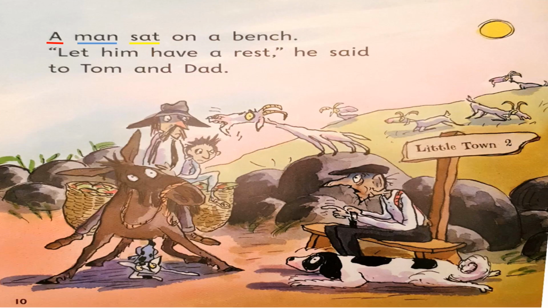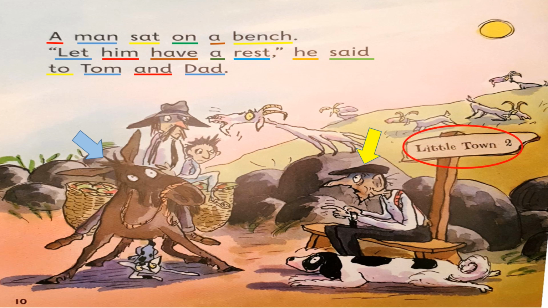A man sat on a bench. "Let him have a rest," he said to Tom and Dad. So this is the man that was sitting on the bench. When this man saw that Colin the donkey looked very tired, he told Tom and Dad that Colin should have a rest.